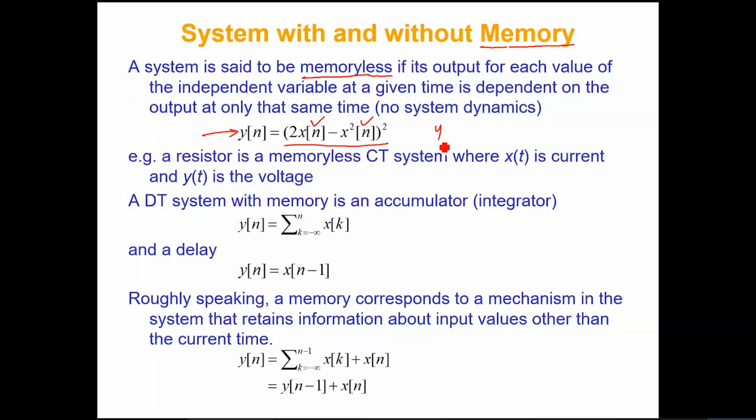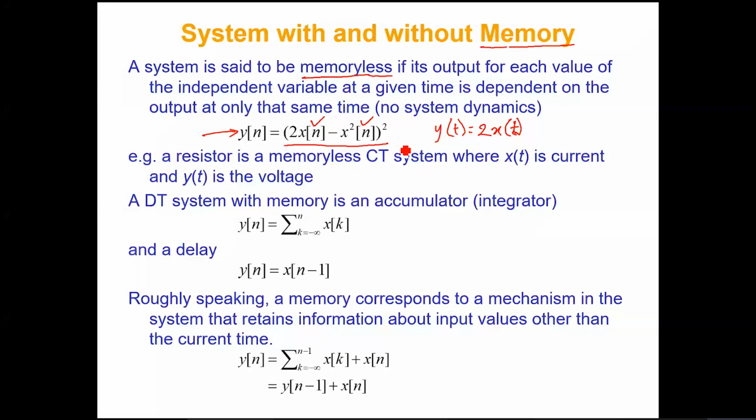Another simple example of a memoryless system would be an amplifier system. Let's say this is 2 times x of t. Here, if you see, the output just depends on the input at present time, x of t. It does not depend on any past input or output. So we don't need to store any previous values to compute your present value. So this is a memoryless system.